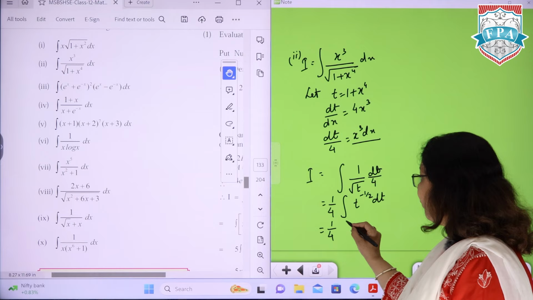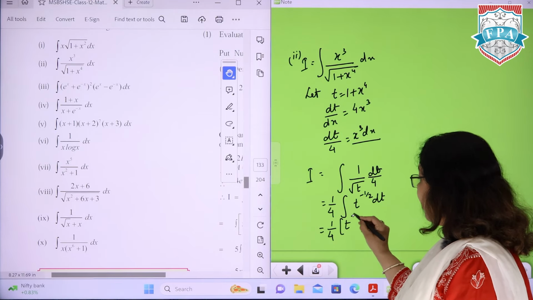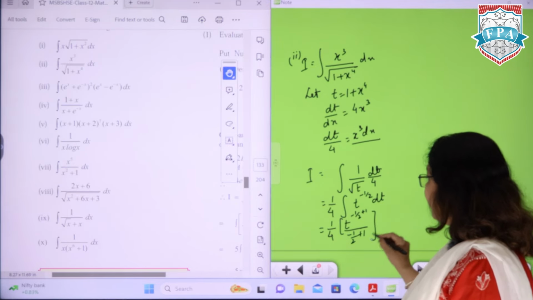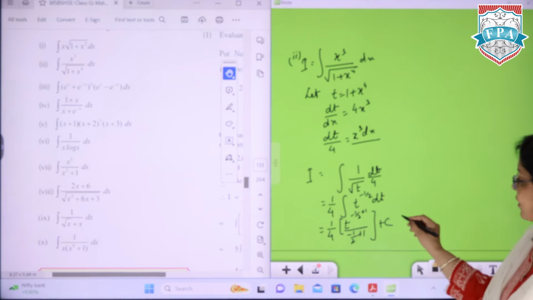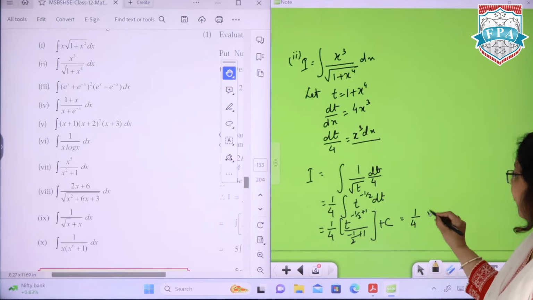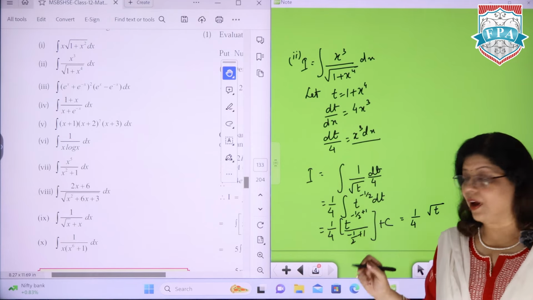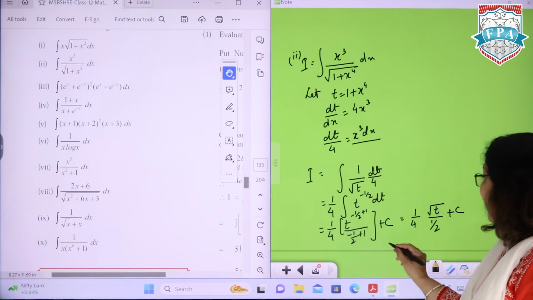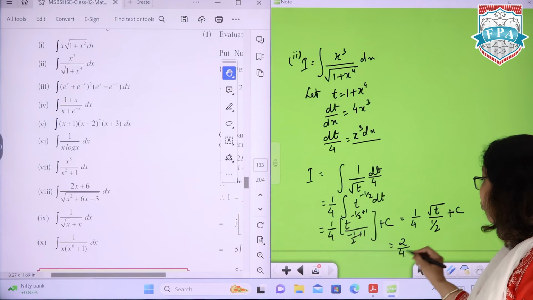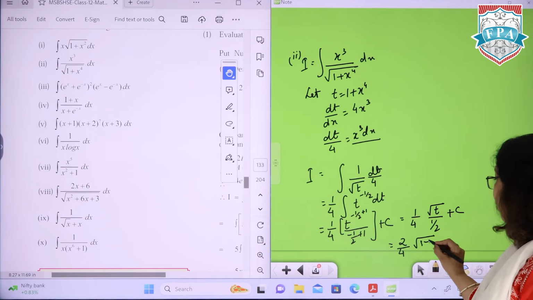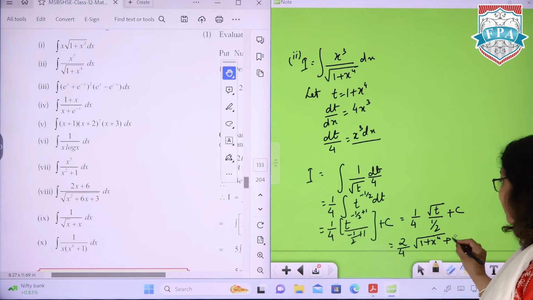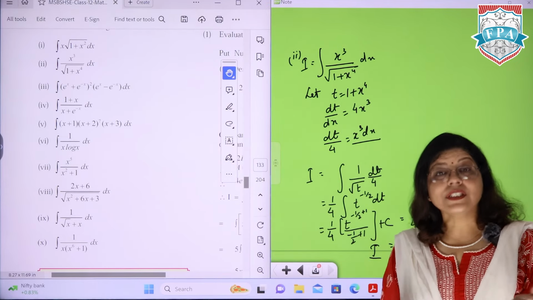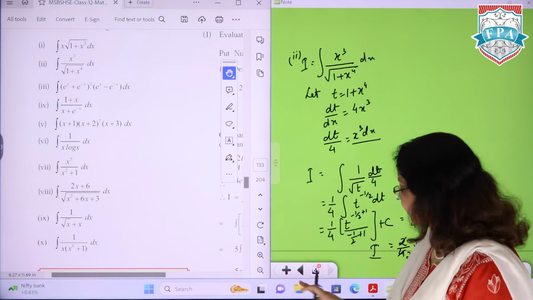Applying the first formula, we'll get t to the power of minus 1 by 2 plus 1 upon minus 1 by 2 plus 1 plus c, which will result as 1 by 4 root t, because this is t to the power of half. Below it is 1 by 2, so 2 will go up plus c, and by substituting we get 2 by 4 under root 1 plus x to the power 4 plus c. This you can cancel as 1 by 2. This is your final answer. So this is how substitution works.